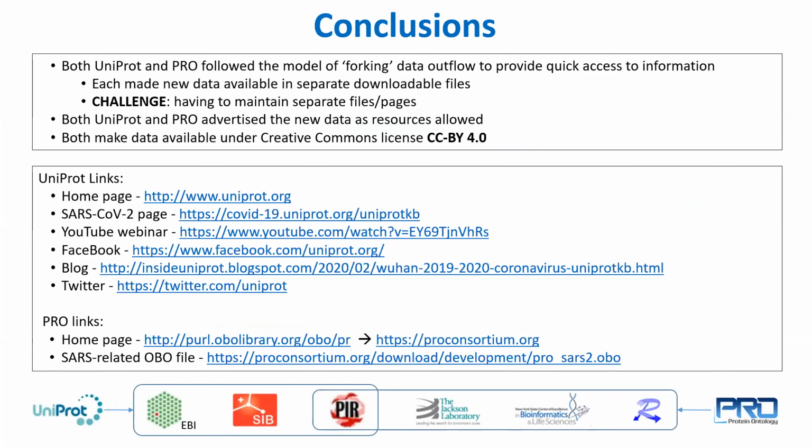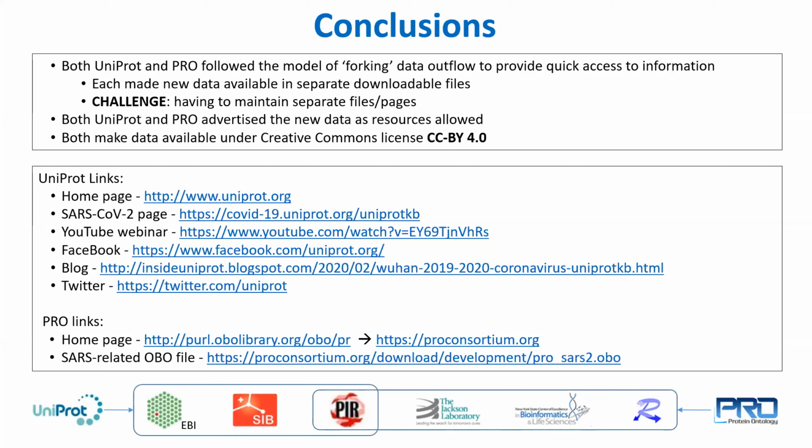The last slide just summarizes the actions taken by each of the resources I described. One thing I didn't previously mention is the license, which is in each case CC BY 4.0. The main challenge that we face is due to the forking approach that we took. That is, we now have to maintain multiple sets of information, or in the case of UniProt, multiple non-equivalent web resources. I also provide in the middle there the links to all of the discussed pages.